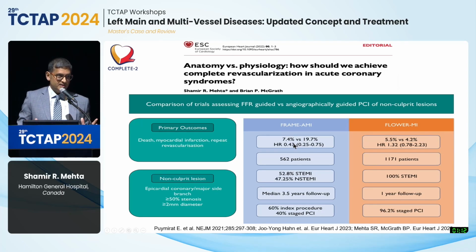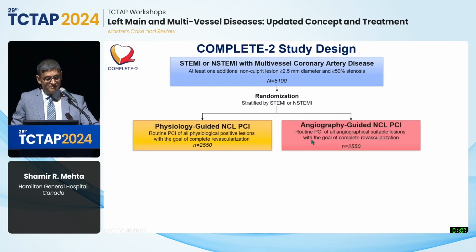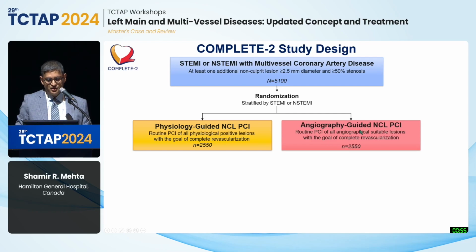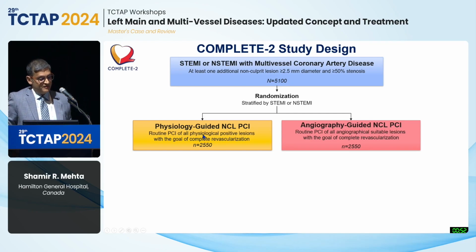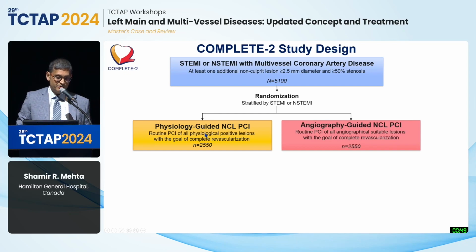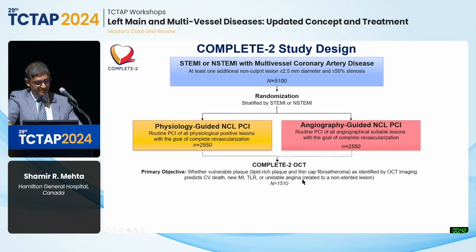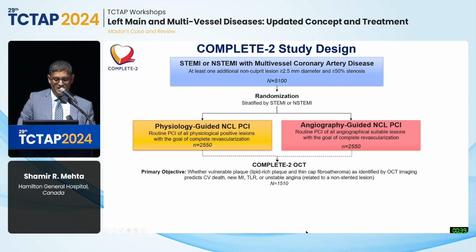Both of these trials were relatively modest, not definitive, and probably won't change the guidelines, but we do need some definitive data, and that's going to come in the form of the COMPLETE-2 trial. This has already been initiated. It's a global trial, with 5,100 patients randomized to a physiology-guided strategy or an angiography-guided strategy. The physiology-guided strategy will use mostly a non-hyperemic index, although FFR is also allowed in this trial. And there will be a large OCT imaging study, the COMPLETE-2 OCT study, looking at 1,500 patients.